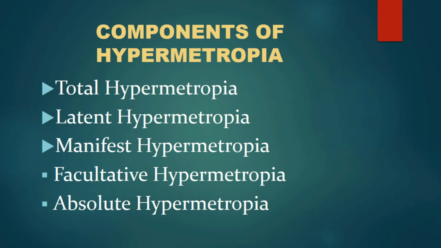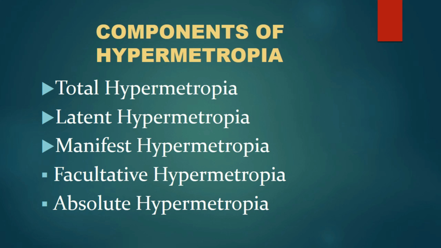First is total hypermetropia. It is the total amount of refractive error, which is estimated after complete cycloplegia with atropine. It consists of latent and manifest hypermetropia. Now, what is latent hypermetropia? As the name indicates, it is something which is hidden.